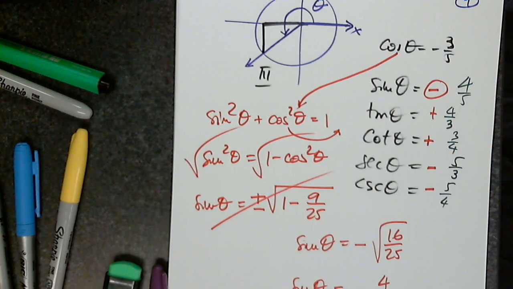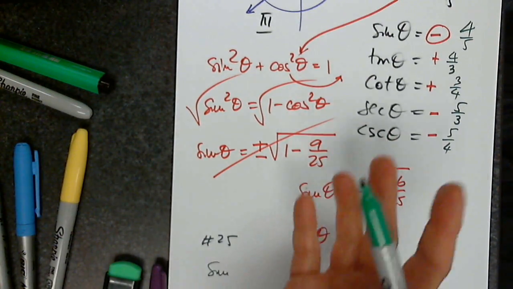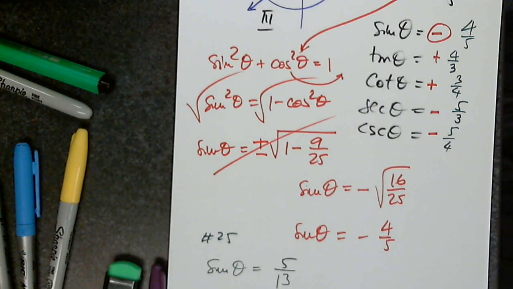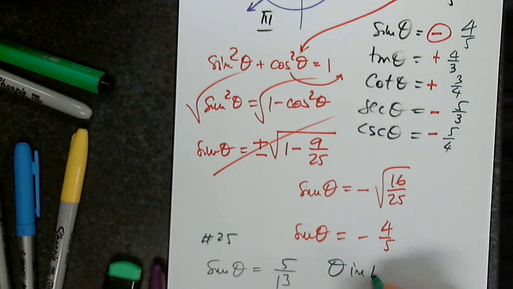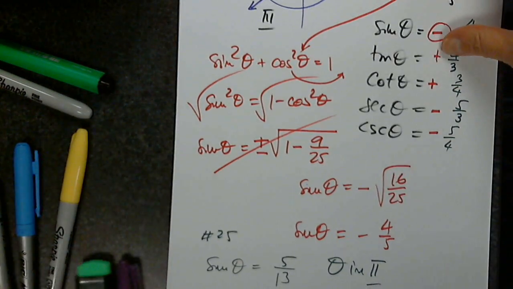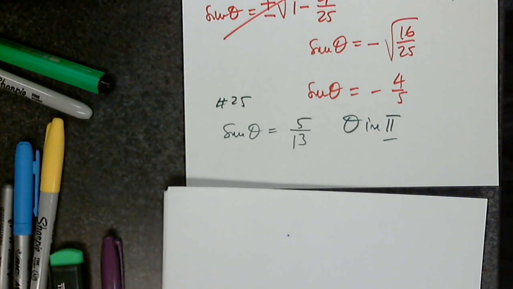Okay, let's choose one more. Twenty-six it is. Cosine is given now. Since we're given cosine in the first one, let's do 25, which gives us sine this time. Because it's the same thing with that one. So sine theta equals 5 over 13. And theta is in the second quadrant. So all I need to know is cosine. And then the rest will follow. I don't even have to do all that work.